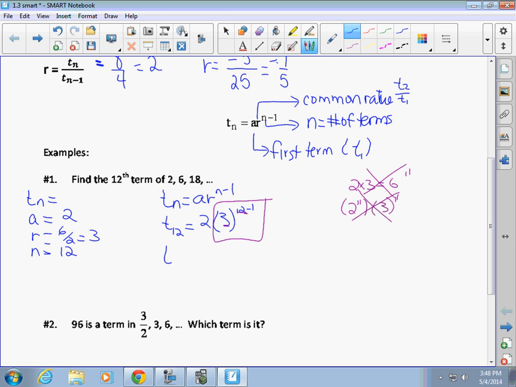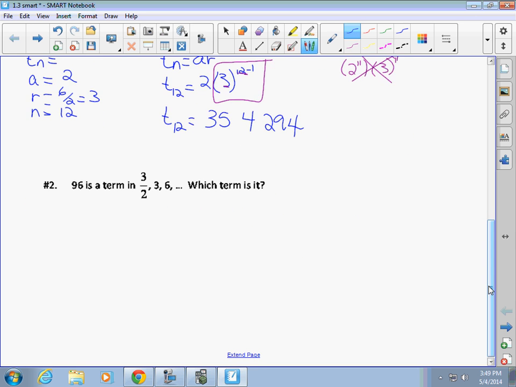So my 12th term is going to be 2 times 3 to the power of 11, which I didn't calculate separately, but it equals 354,294.